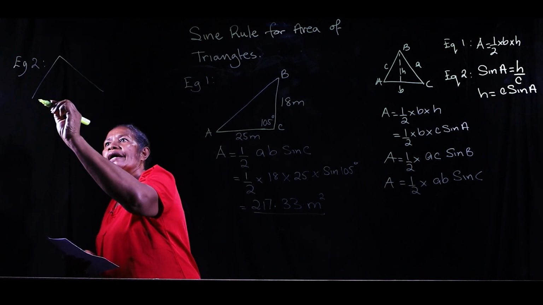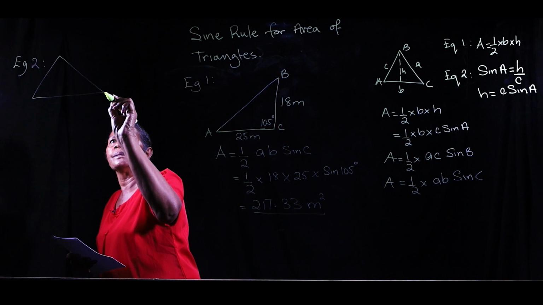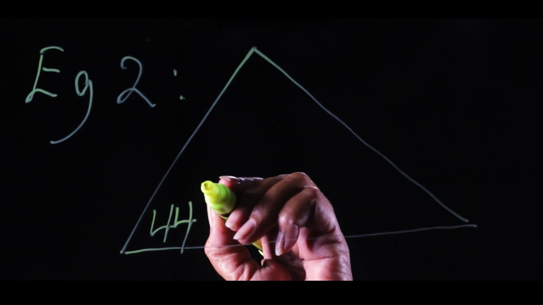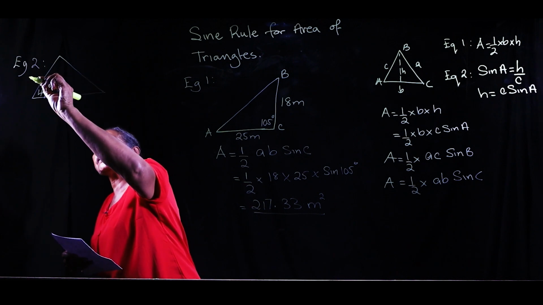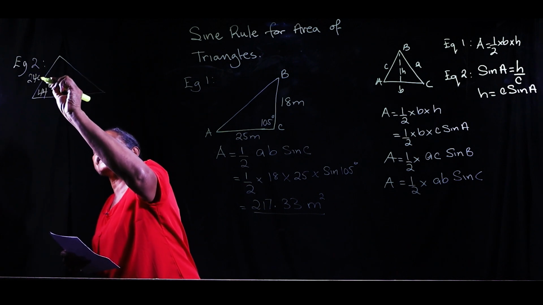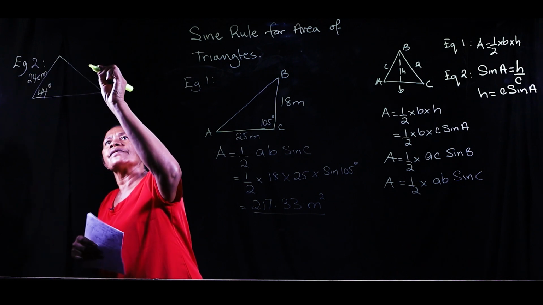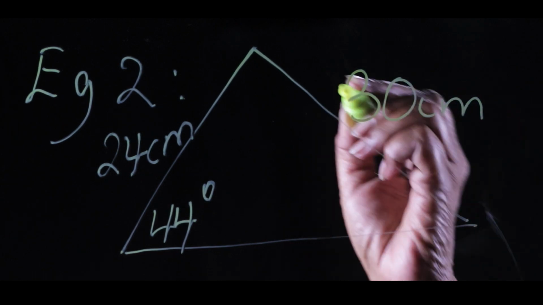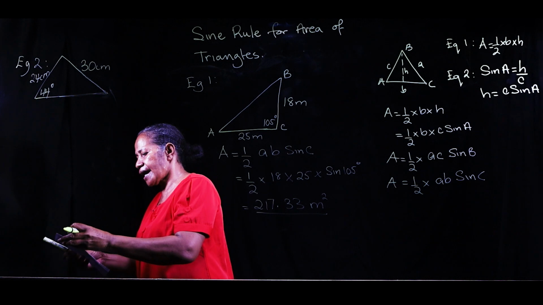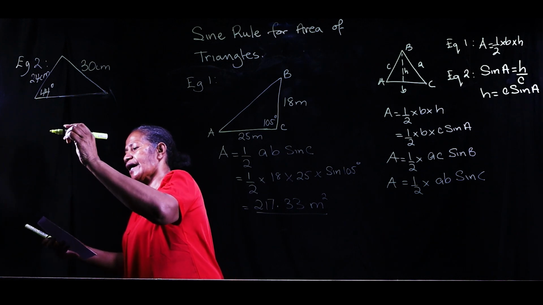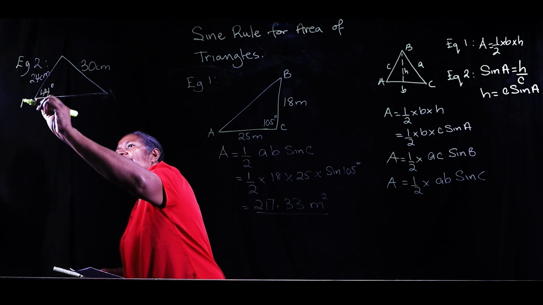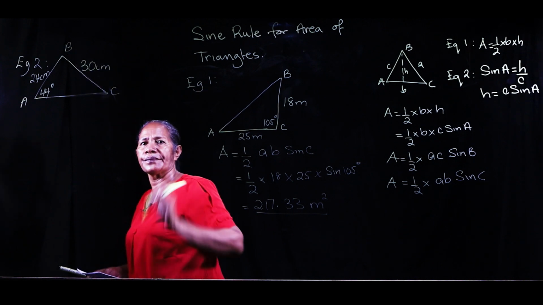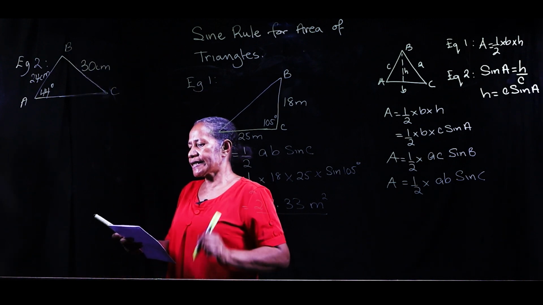Let's look at a second example. This is our triangle. We have 44 degrees, we have 24 centimeters, and 30 centimeters. Again, let's label our triangle: A, B, and C.